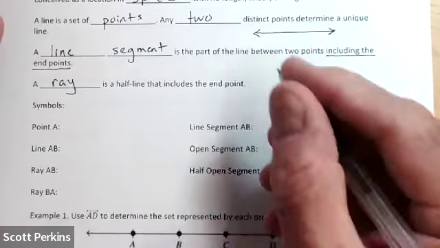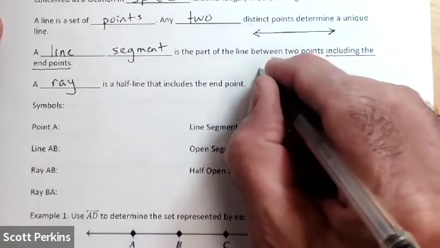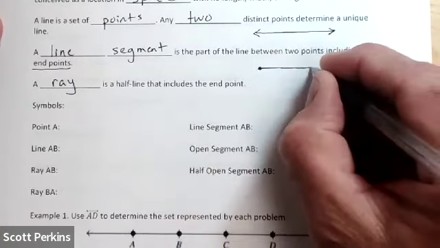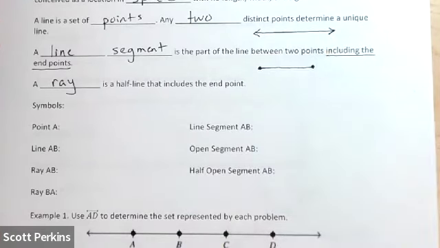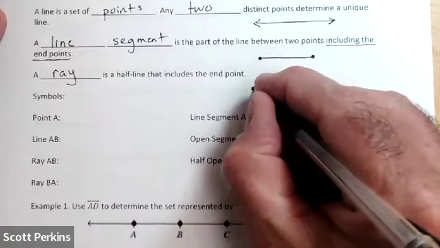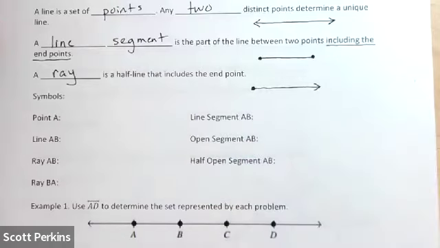A line segment is the part of the line between two points. To indicate that we've included the ends, we make a little filled-in dot on each side. That would give us a line segment. And then a ray is like a ray of sunshine. It starts at a particular point, so we include the point, and then goes in just one direction. That's what makes something a ray versus a point.